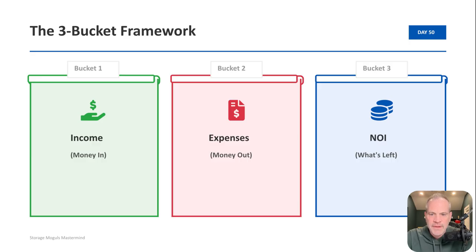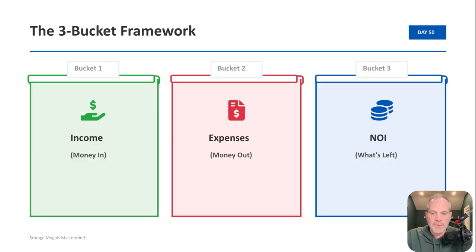Trust me. You ready? First, we have income, which is all the money coming in. Then expenses, representing all the money going out. And then finally, net operating income, or as we call it, NOI, which is what's left after the expenses. This structure helps you quickly see the financial health of a property. It's a straightforward way to evaluate performance and potential.